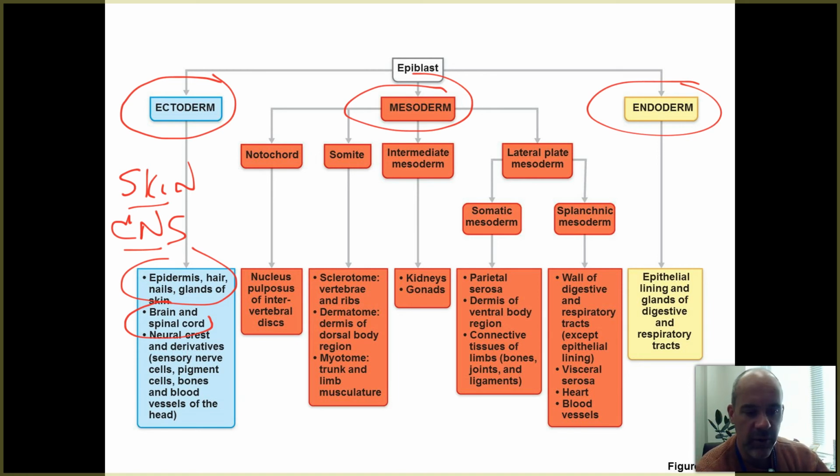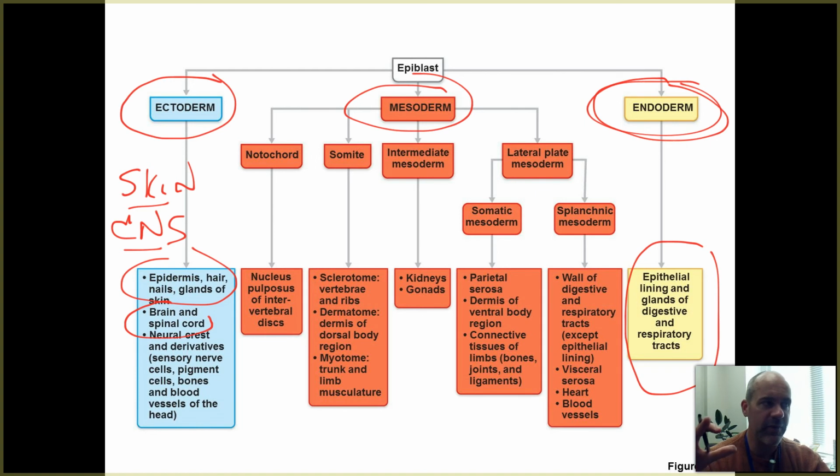The endoderm over here, that inner lining, those cells go on to become your interior epithelial linings of the digestive and the respiratory tracts. So in general, those are the main things that cells of the ectoderm become and cells of the endoderm become. Now, once you remember that, everything else is derived from that middle layer.